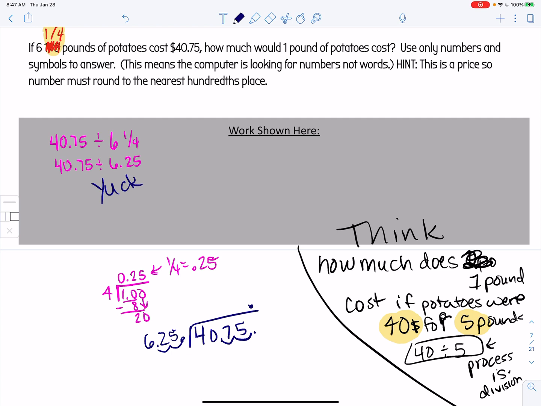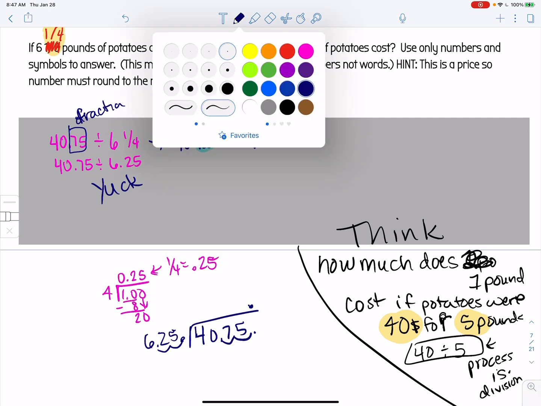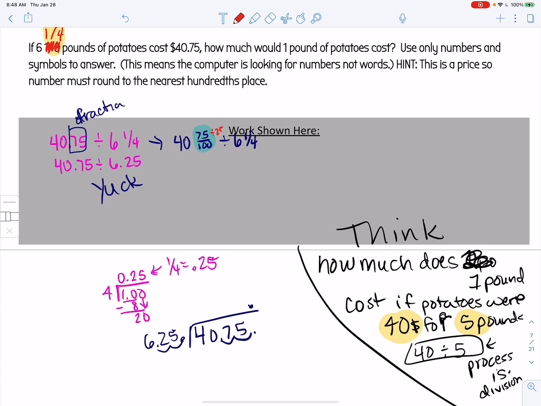Can you do it? Sure, go for it. I'm not going to. So instead, I'm choosing to change this into a fraction. So this will become 40 and 3/4 divided by 6 1/4. It's still not a beautiful problem, but it'll work. So the first thing I want to do is reduce the fraction so that it's not over 100. I see that both can be divided by 25. So then I'm going to rewrite the problem. 75 divided by 25 is 3. 100 divided by 25 is 4. Divided by 6 1/4. And now that looks so much better.